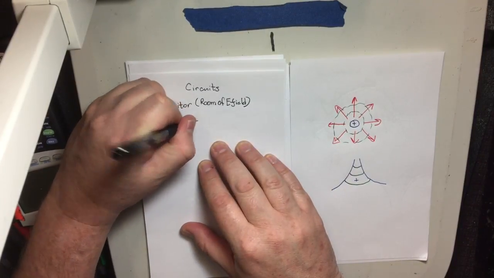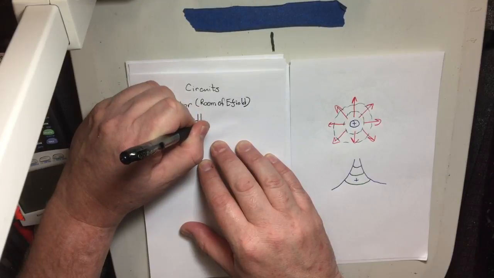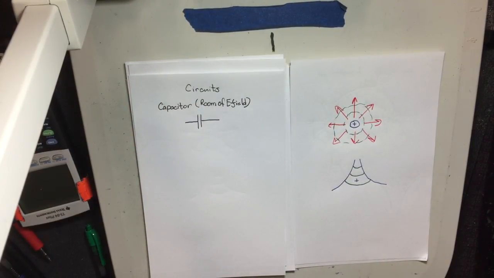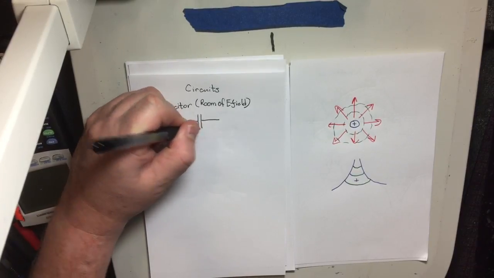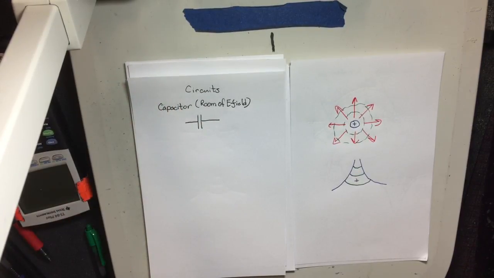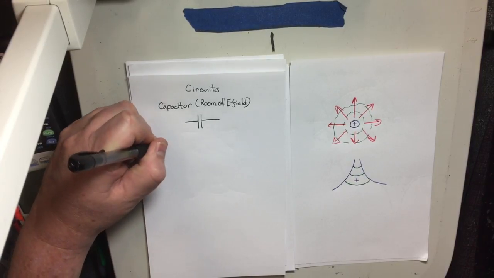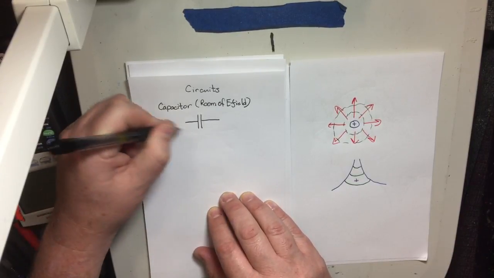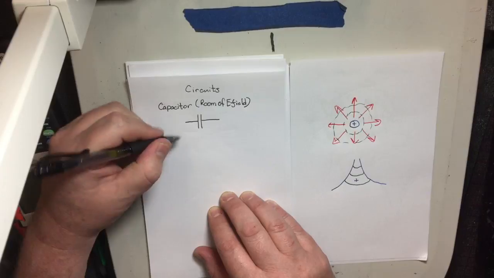And the symbol that we draw for this is two parallel plates, the same length in the vertical. We'll get to this later, but I just wanted you to understand that there's a symbol for this. There is also a symbol for the capacitor? Yeah, that's a capacitor. Yeah.